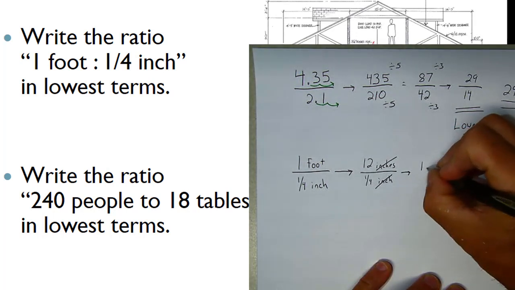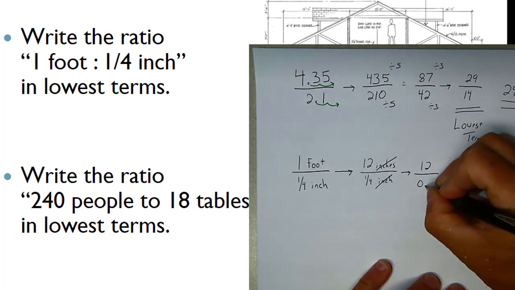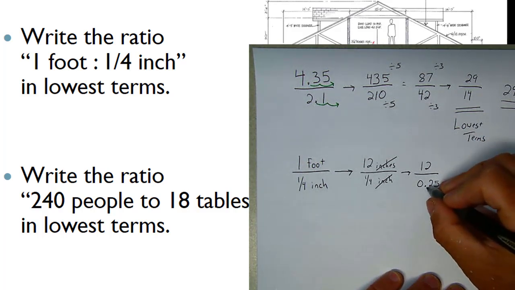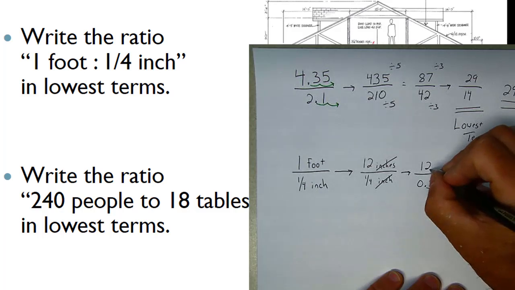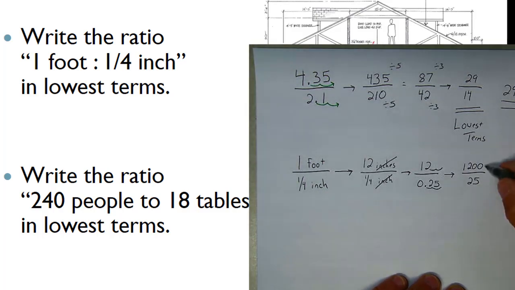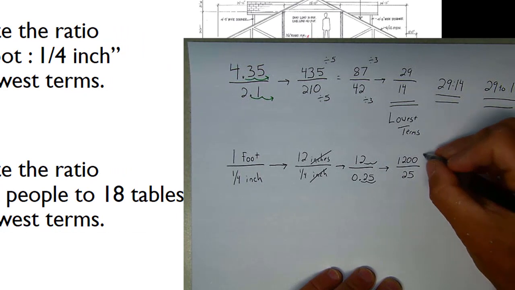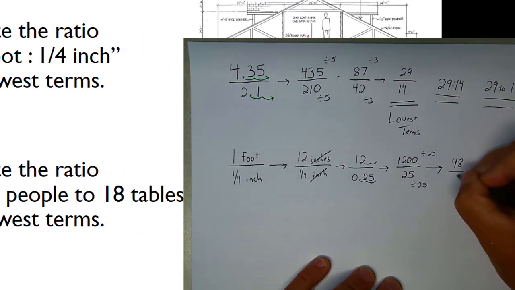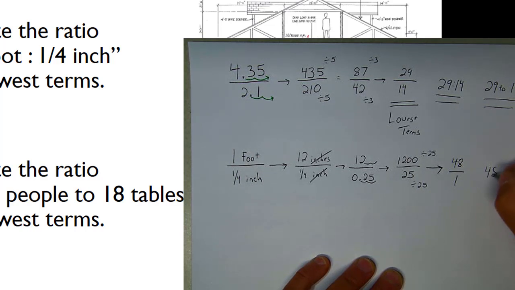But that's the same as 12 over 0.25, and here again now we have a decimal. We don't like that, so let's move that 2 places to the right, 2 places to the right, and that becomes 1200 over 25. But those both divide by 25, and if you do that you end up with 48 over 1, and that is lowest terms, 48 to 1.